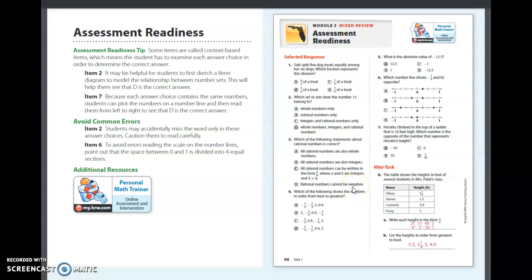Which of the following statements is correct? It's that rational numbers can be written in the form of a fraction, but we can't have a 0 as the denominator. For number 4, which of the following shows the numbers in the order from least to greatest?